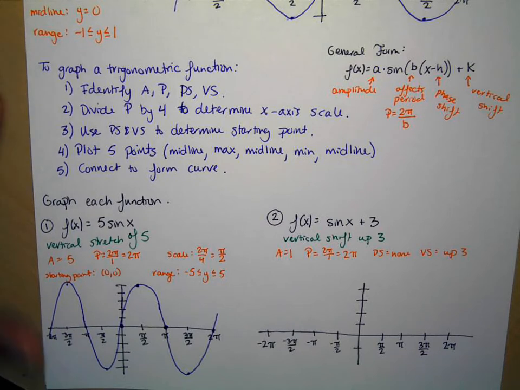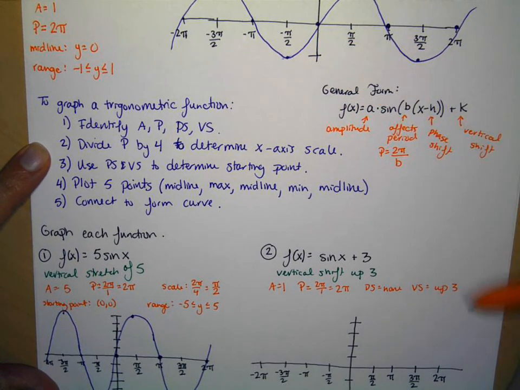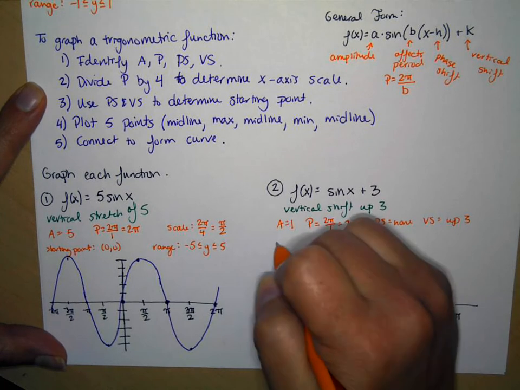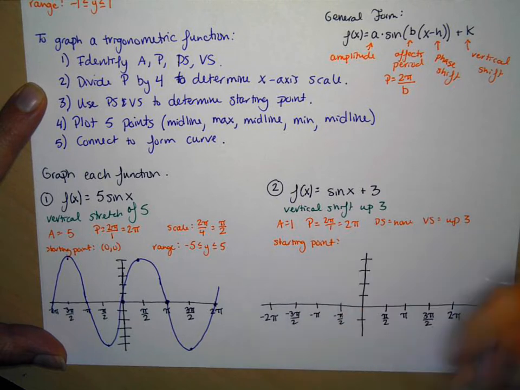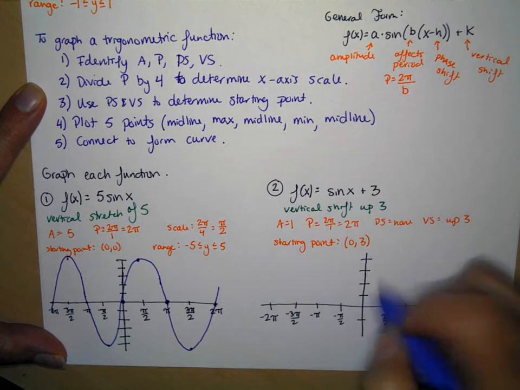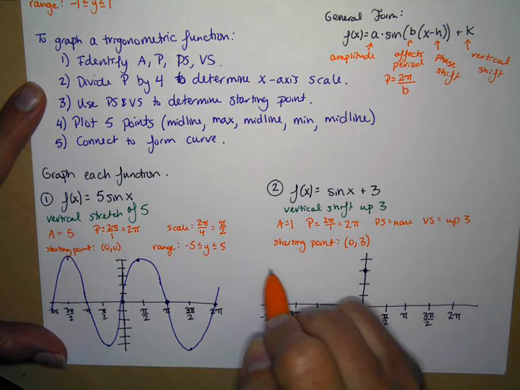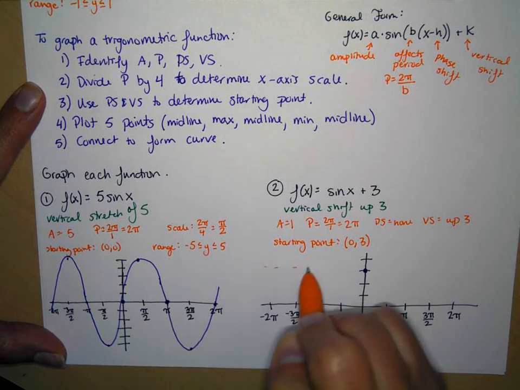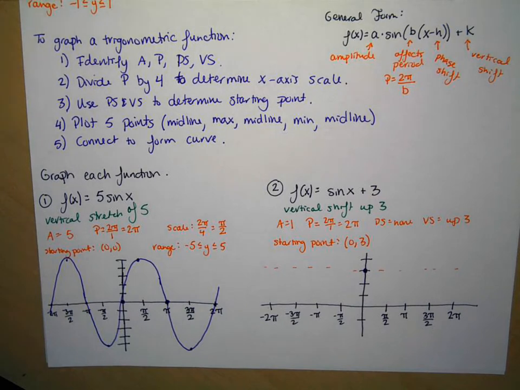Okay. Normally the graph of sine starts at the point 0, 0. But because we have a vertical shift up 3, our starting point will be at 0, 3. Some people find it helpful when there's a vertical shift to draw on a bit of a dashed line to help them see the spaces that are going above and below that line. You don't have to, but you can.